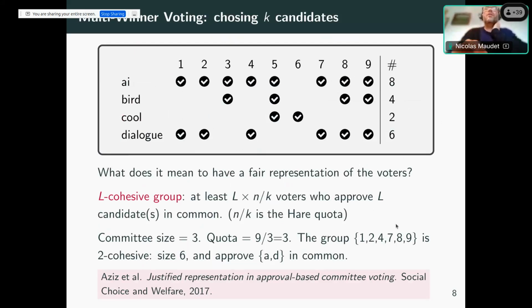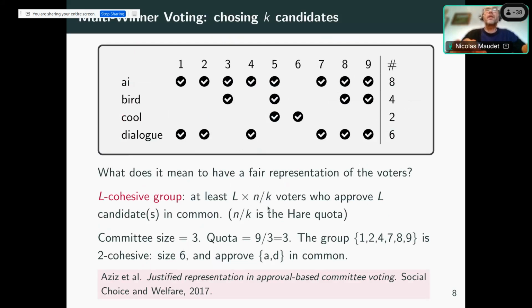So a key question here is, what does it mean to be fair to the voters? And here, a notion that can be used is that of a cohesive group, which is a group which is somehow similar in the sense that if you have L times a quota, and the quota is given by the number of voters divided by the size of the committee, who approve L candidates in common, then you say that it's an L-cohesive group.